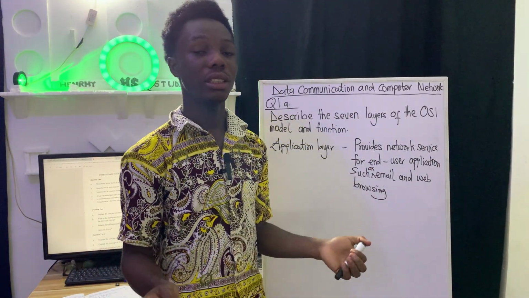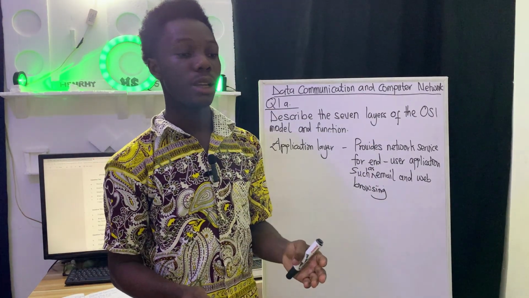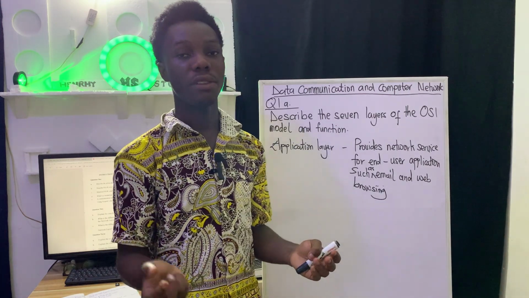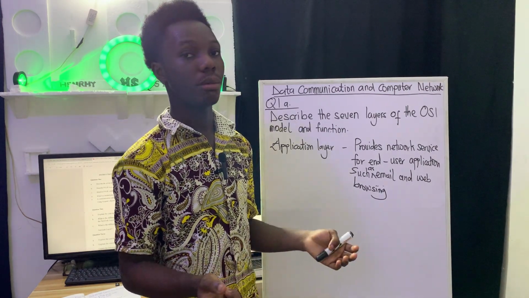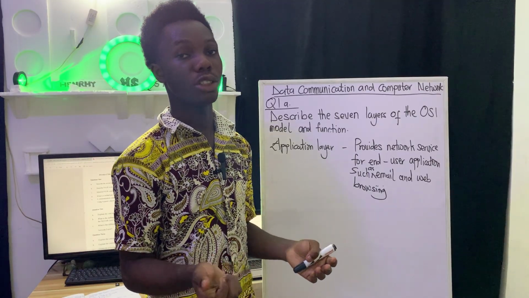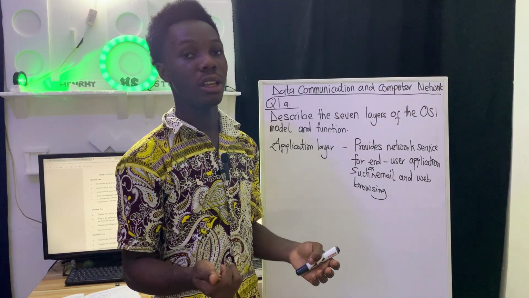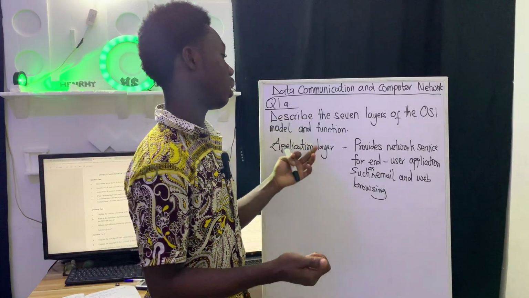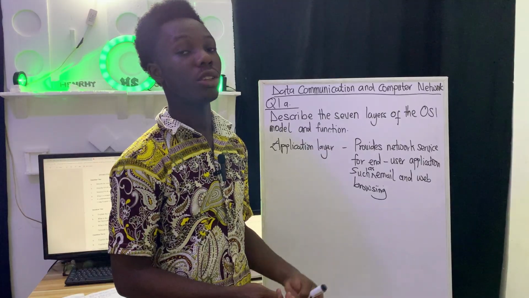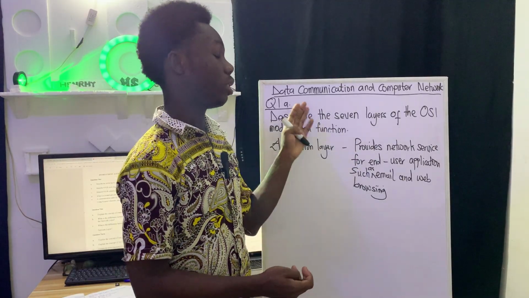So now let's list the 7 layers of the OSI model. We have the physical layer, the data link layer, the network layer. You shouldn't miss them. Then also we have the transport layer, the session layer, the presentation layer, and we also have the application layer. So these are the 7 layers of the OSI model. Now let's move to question 1b.